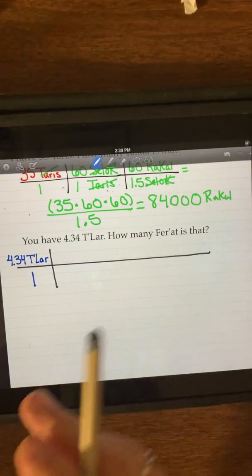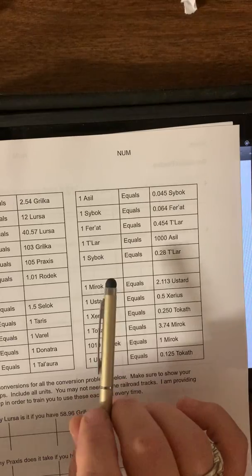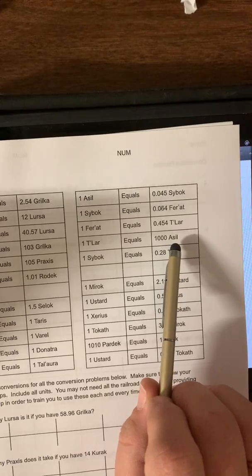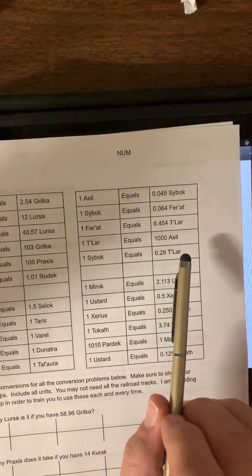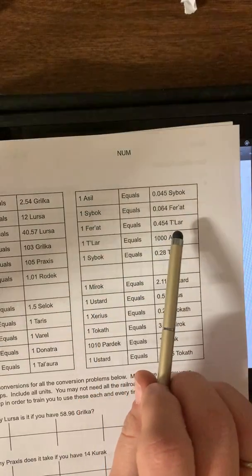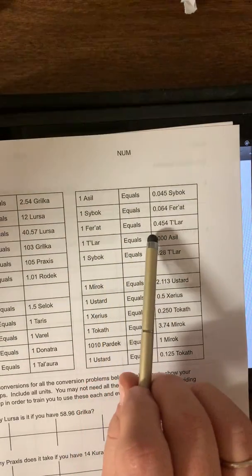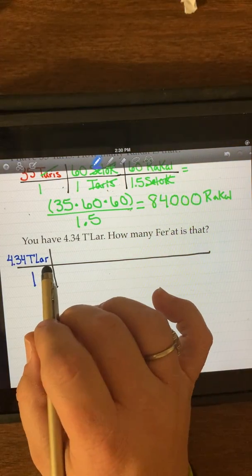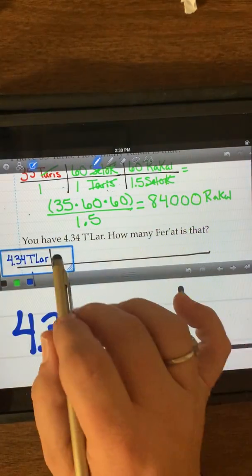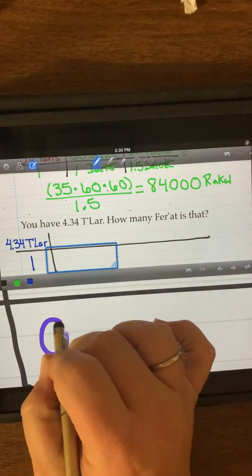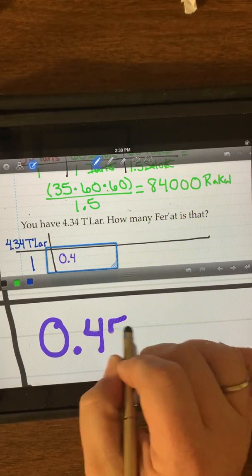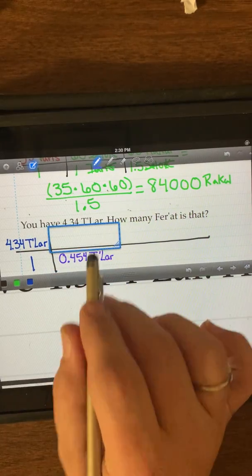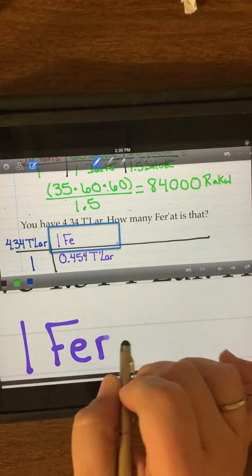I go back to my sheet. I'm going to go find Talar. And I want to go to a Ferat. I have a Talar that goes to an Acyl, but not directly to a Ferat. But I do have a Talar going to a Ferat. So 0.454 Talar equals 1 Ferat. So we're going to use that. So I have Talar on top. I'm going to put Talar on bottom. So 0.454 Talar to 1 Ferat.